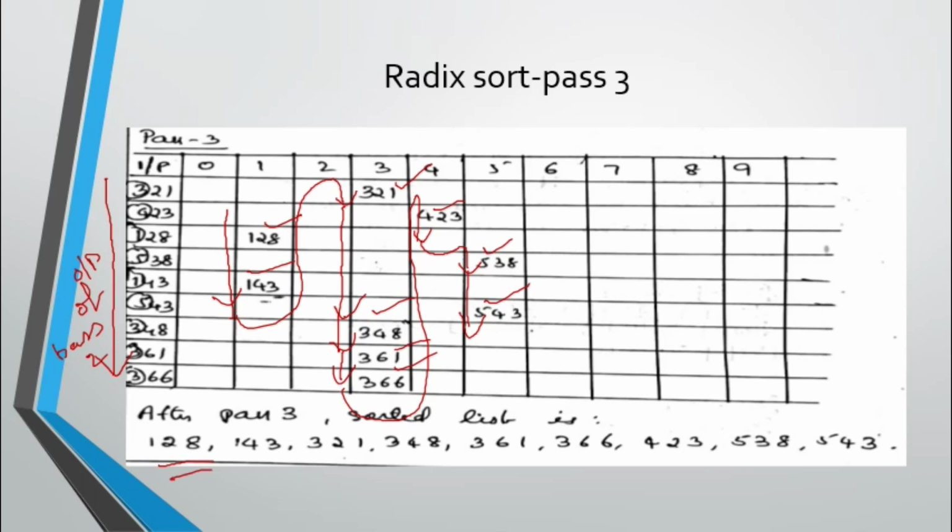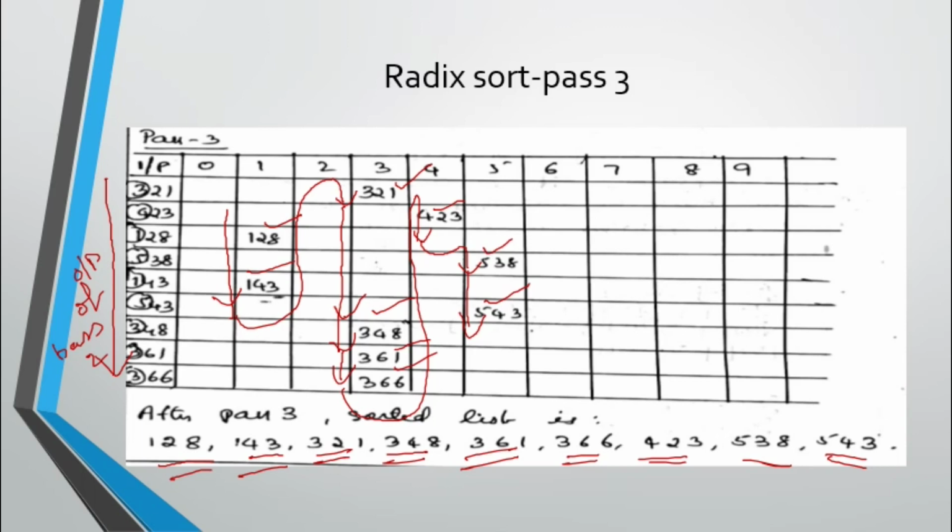Now if you observe, the numbers are sorted after pass 3. So that tells us we are done with our passes. Only 3 passes. Why? Only 3-digit numbers, so 3 passes. If 4-digit numbers were there, then your passes would increase. So after the passes, the sorted list is 128, 143, 321, 348, 361, 366, 423, 538 and 543. You can see automatically all the numbers are sorted. This is all we have in radix sort.